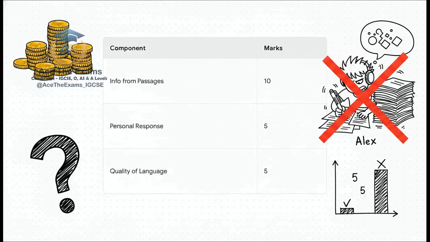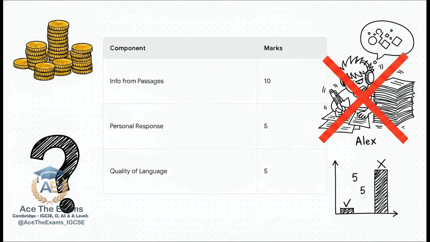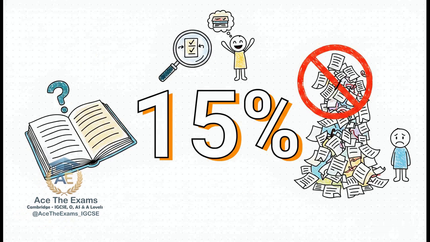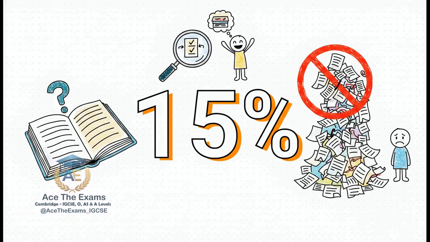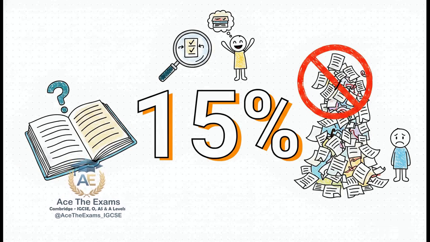Now, Alex represents literally every viral social media revision shortcut you've ever seen. Alex looks at these 20 marks and thinks, you know what, I'll just write as many pages as humanly possible, because more pages automatically equal marks, right? Well, no. Let's actually look at the data. Those 20 marks account for approximately 15% of your total paper. 15%. That is a massive chunk of your final grade just sitting in one single task.